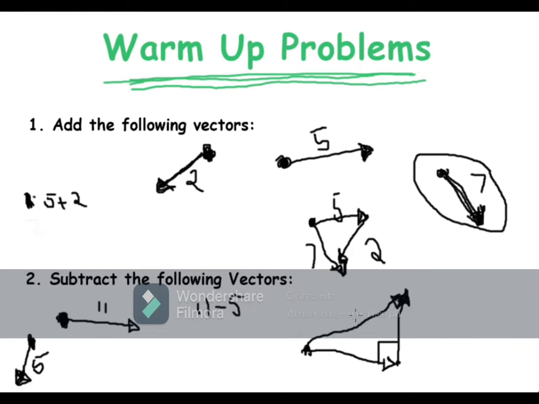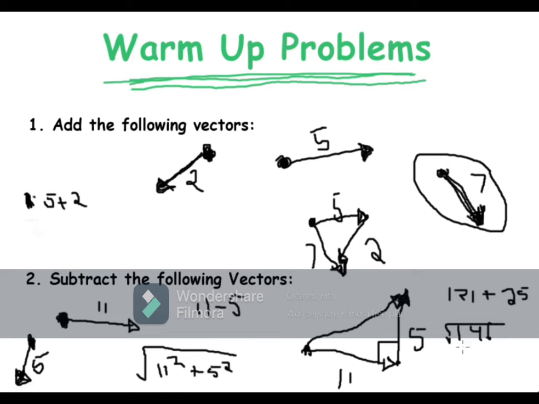To find what the resultant is, that's what this is called, the resultant or the displacement vector, you have to use the Pythagorean theorem. So 11 and 5. The square root of 11 squared plus 5 squared is 121 plus 25, so that's 146. The square root of 146 is, let's see, almost 12, but let's just say it's 12. So the answer is 12.